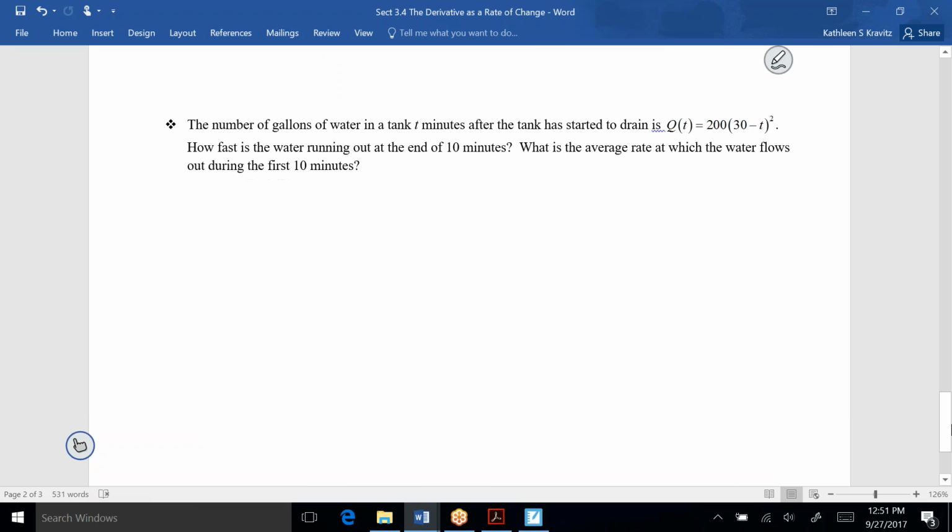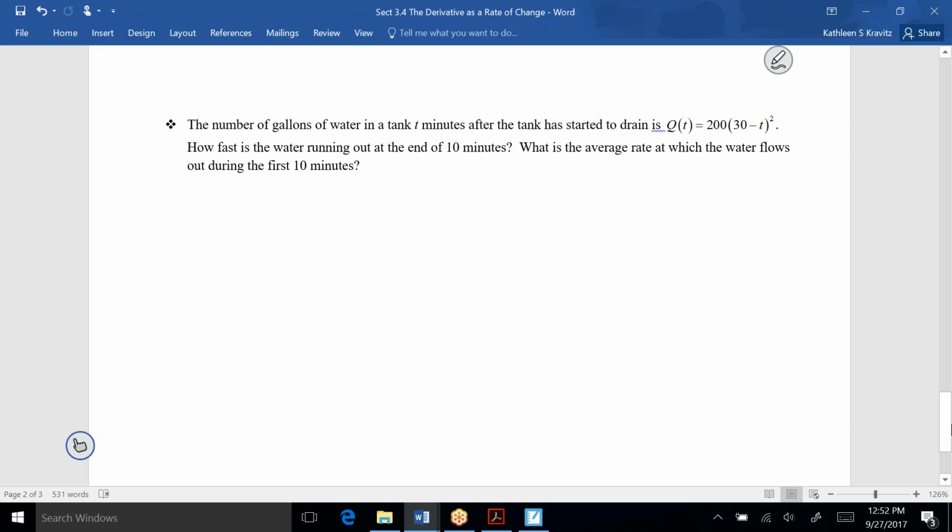All right, the number of gallons of water in a tank t minutes after the tank has started to drain is Q of t equals 200 times 30 minus t squared. How fast is the water running out at the end of 10 minutes? And then what is the average rate at which the water flows out during the first 10 minutes? So let's first think about that first question. How fast is the water running out at the end of 10 minutes?